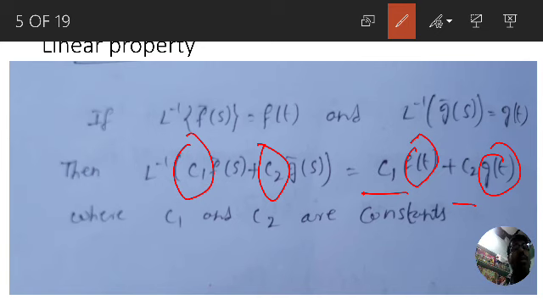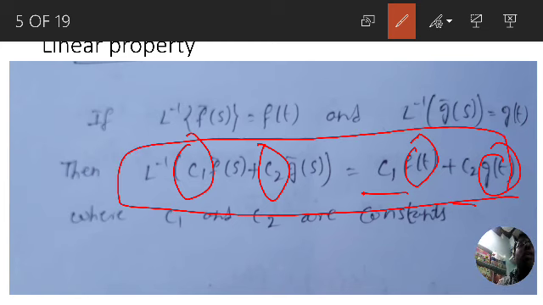You may get this question: write or state the linear property of inverse Laplace transform for 1 mark. This is what you have to write. L inverse of c1 into f bar of s plus c2 into g bar of s is c1 into L inverse of f bar of s plus c2 into L inverse of g bar of s. Whenever constants are there, you can take them outside of L inverse. That is the linear property of inverse Laplace transform. You may get it in your semester end exam for 1 mark.